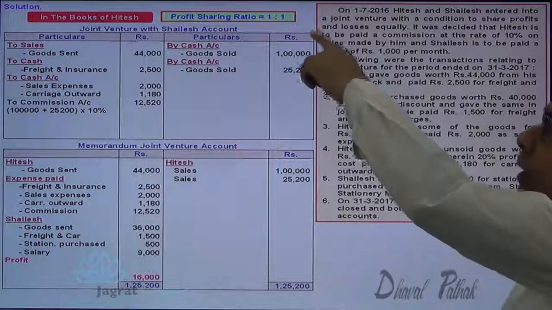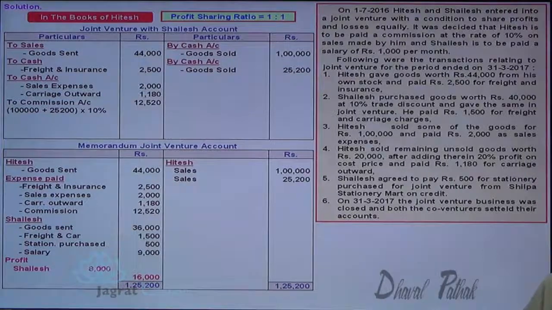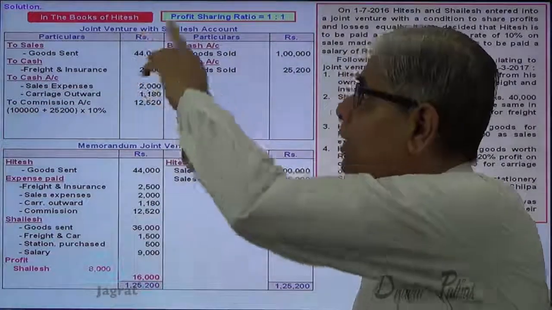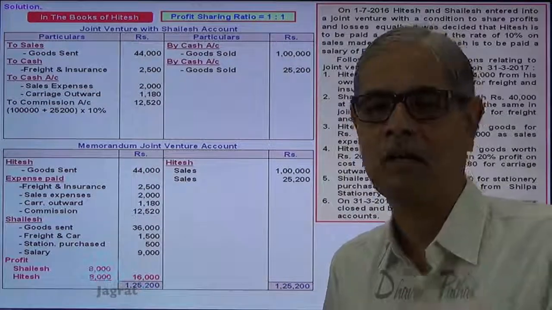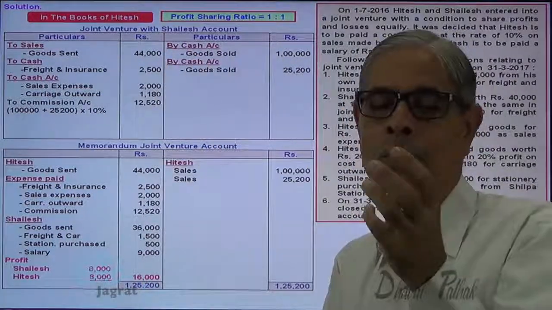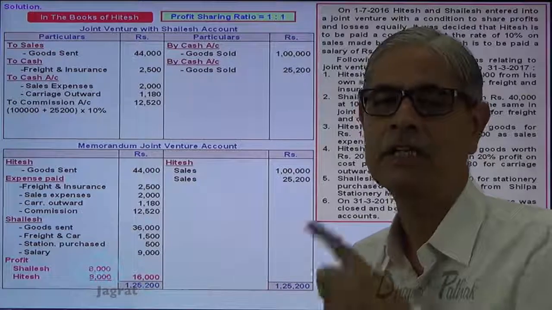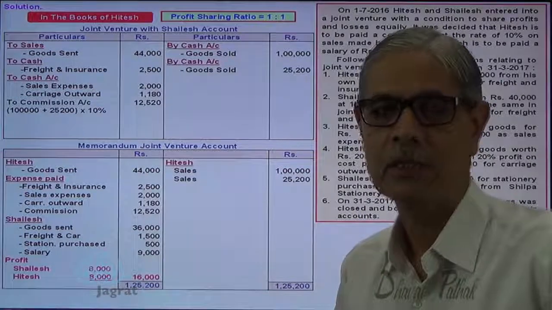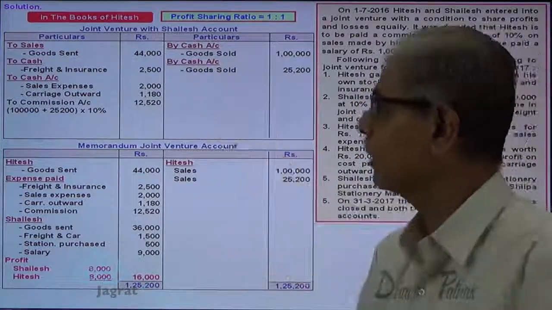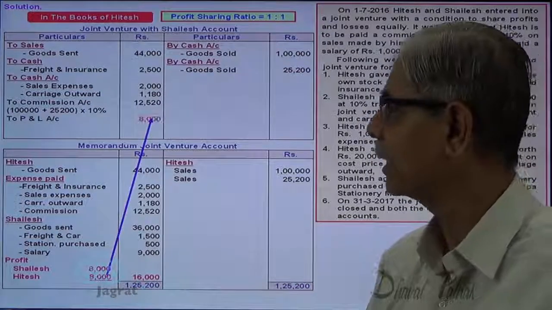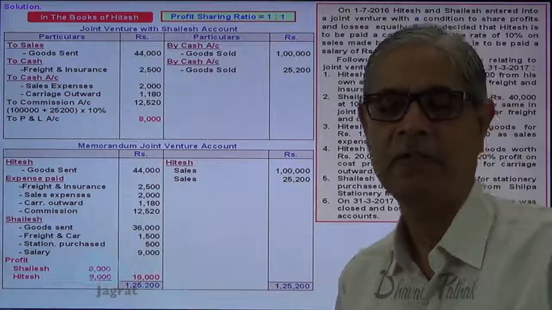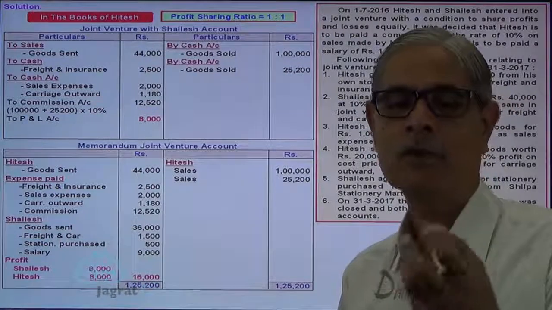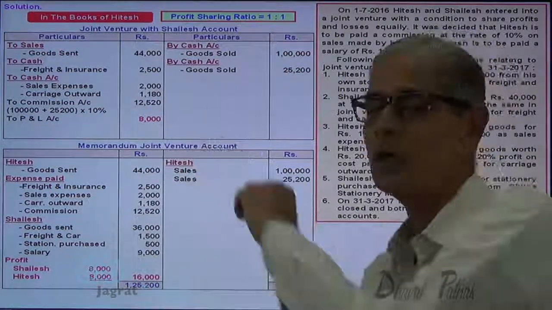This profit is going to be distributed equally between the partners. So the share of Shailesh is 8,000 and the share of Hitesh is also 8,000. Now I have a right to claim 8,000 profit from the joint venture business with Shailesh. So: joint venture with Shailesh account debit, profit and loss account credit, 8,000. Now I have recorded all the transactions with which I was concerned. I was concerned with the profit, so I have already recorded the profit.